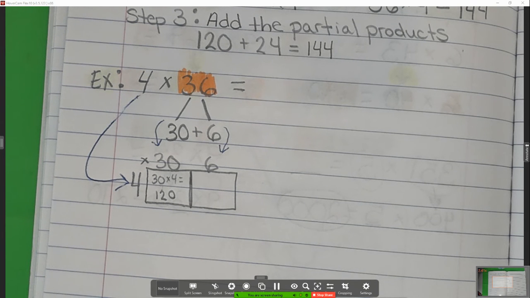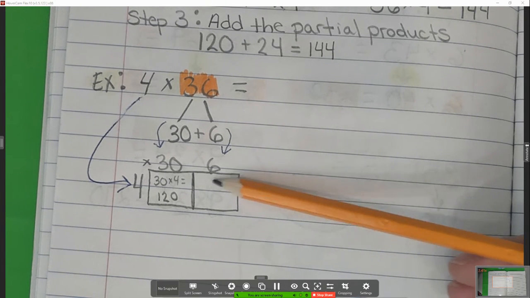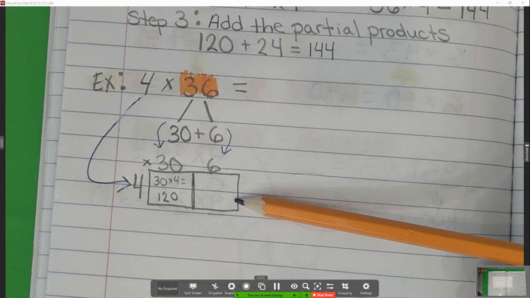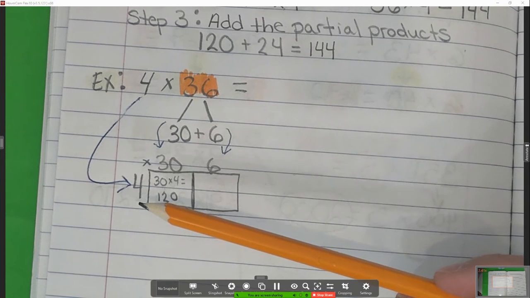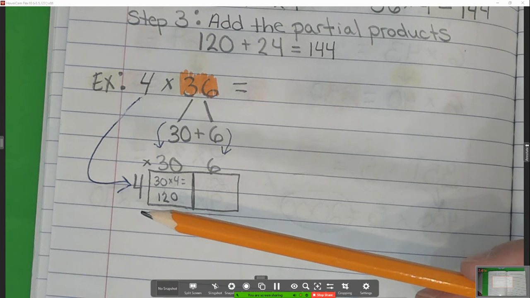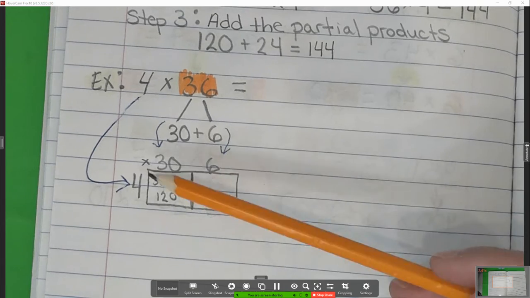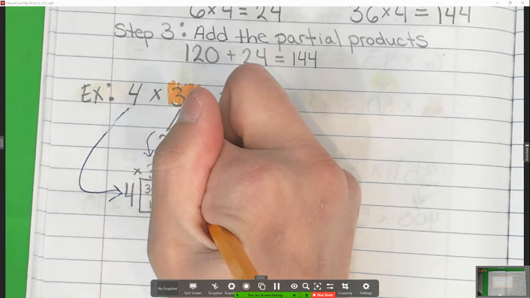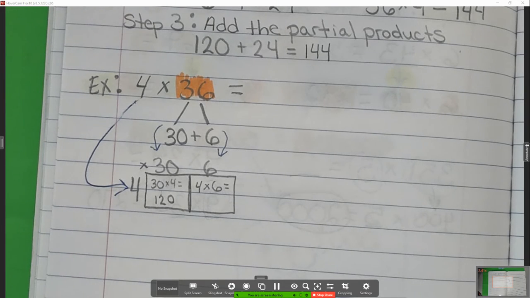So Grant, what do you think the equation is going to be in this box then? I think 4 times 6. Perfect. Yes, we go 4 times 6, or we could say 6 times 4. That's the commutative property, meaning it doesn't matter which order I put it in, it's going to be the same answer for multiplication. Let's do what Grant said. We're going to say 4 times 6 equals, knowing fast facts, 4 times 6 is 24.